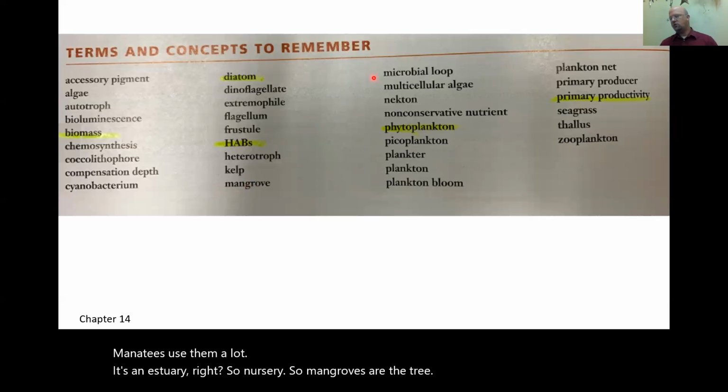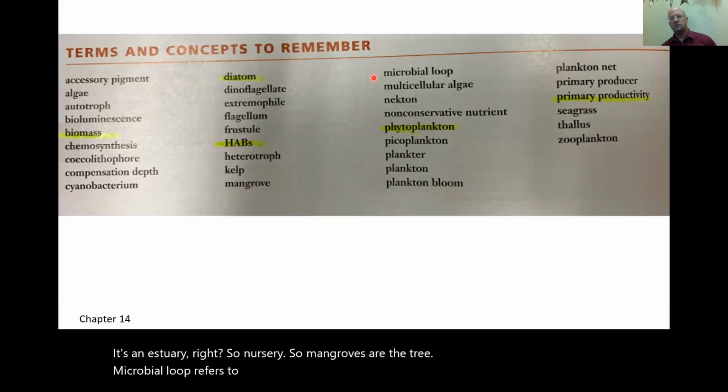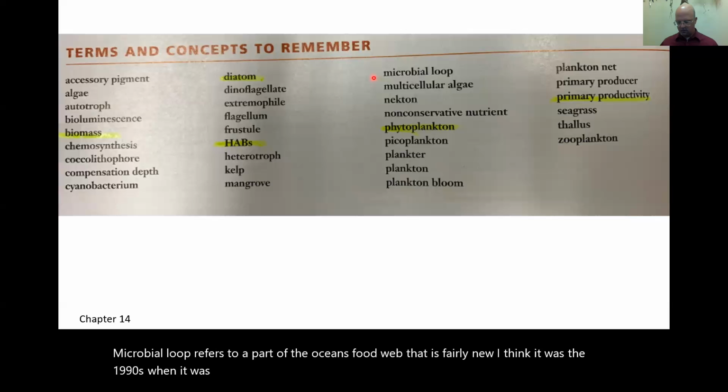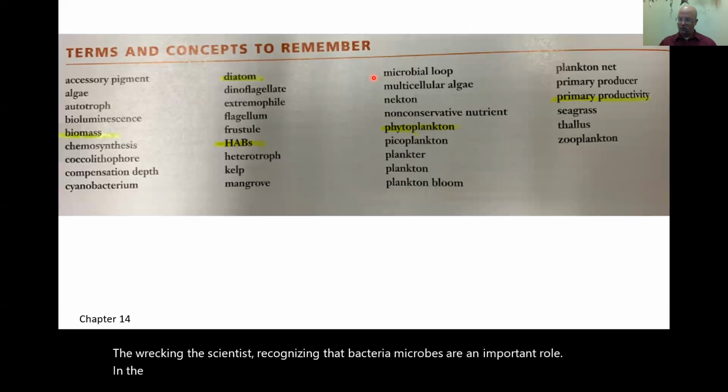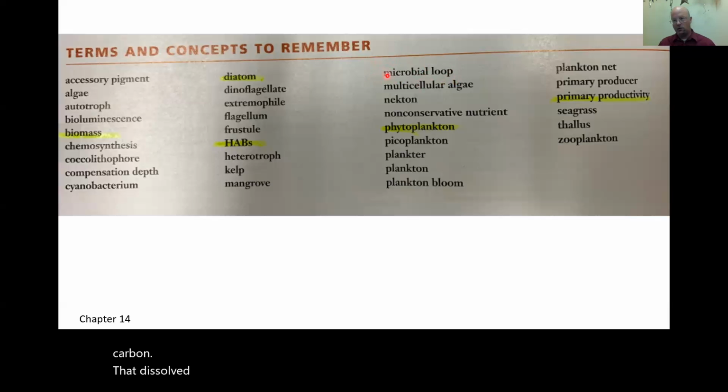Microbial loop refers to a part of the ocean's food web that is fairly new. I think it was the 1990s when it was discovered. It's essentially scientists recognizing that bacteria, microbes, play an important role in the ocean, especially if you recall from chapter 13, we were talking about dissolved organic carbon. That dissolved organic carbon is the food for the microbial loop.